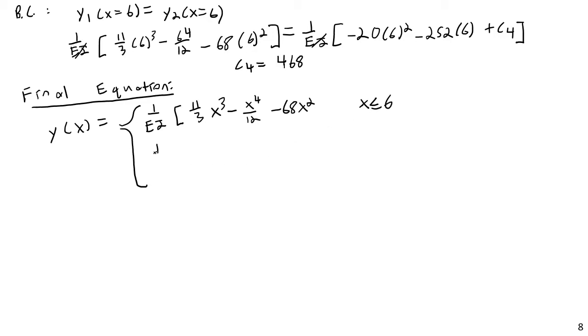And then 1 over EI times negative 20x squared minus 252x plus 468 when x is greater than or equal to 6.